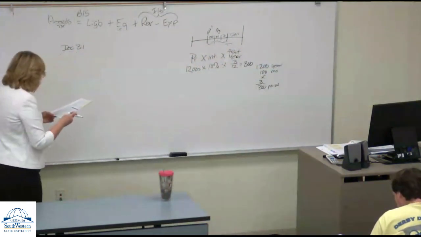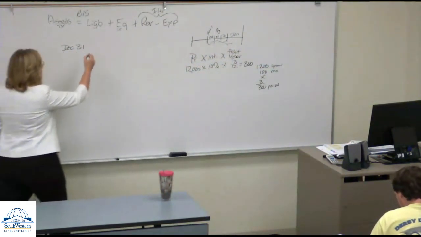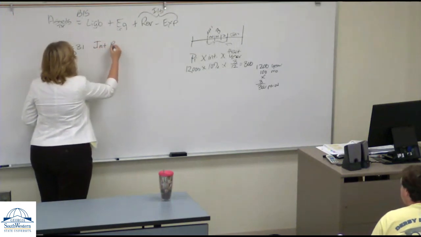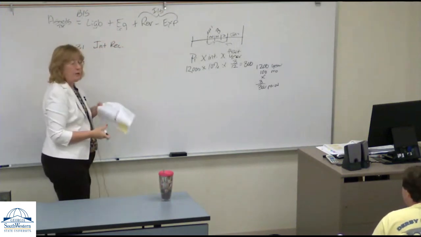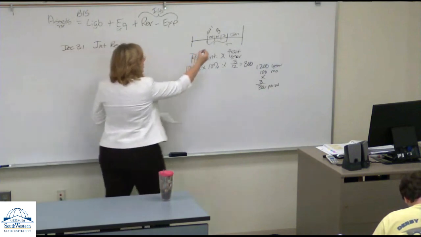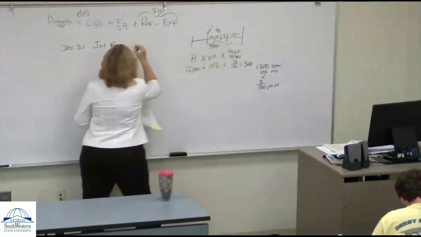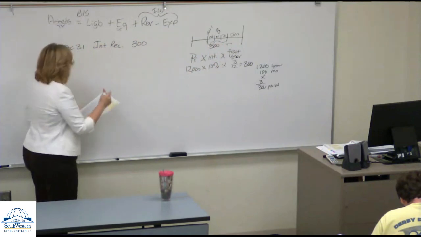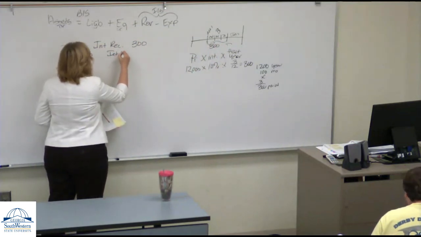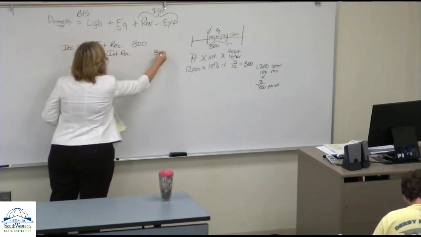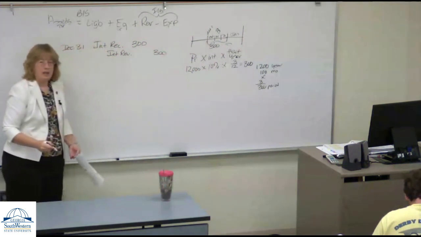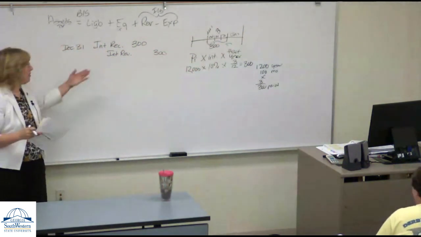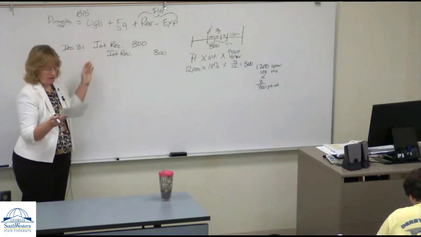On December 31st, we're going to record this as an interest receivable. This is where they're owing us the money. And how much do they owe us now? They owe us $300 now, the way that we calculated it, and interest revenue. So we're making an adjusting journal entry to record the interest that's due to us.